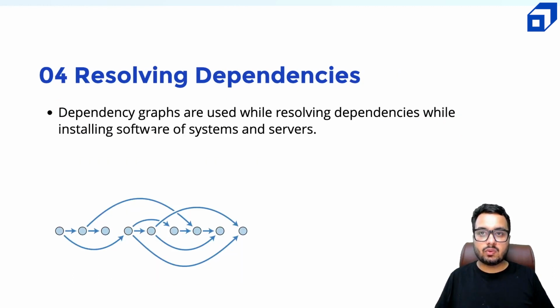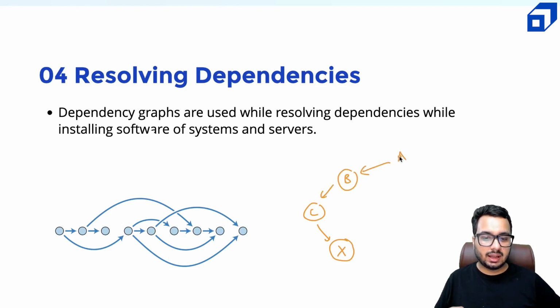Let us talk about one more application. When you are installing software, you might have seen that the software is installing a list of dependencies in a certain order. For example, you have to install a software X. For X, you need something called, let's say, C. C is dependent upon something called B. B is dependent upon A. And there is something called D. X is dependent upon D, and D is also dependent upon A and B, right?